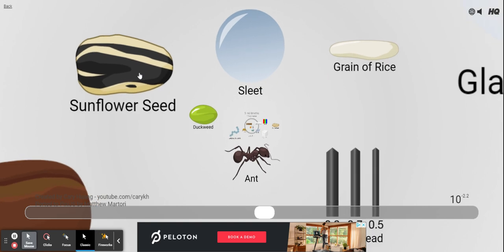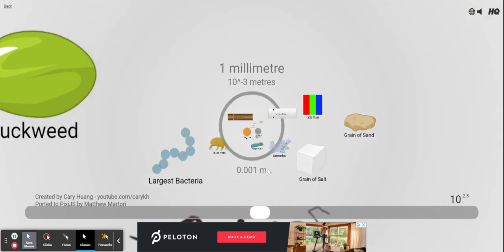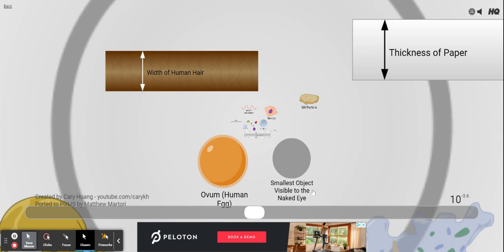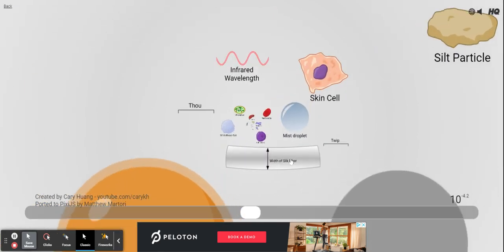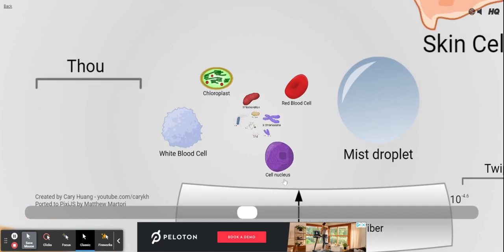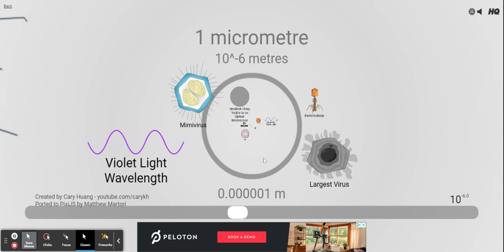Anyway, now we're looking at this. This is what an ant is. Over here we've got a sunflower seed. If we zoom in even further, this has got a human egg. This circle represents the smallest object visible to the naked eye, so anything else we won't be able to see beyond that point. Width of a silk fiber. We've got the largest virus there.